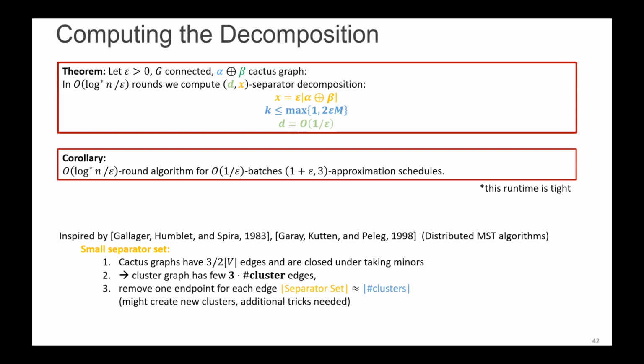Well, what we use here is that cactus graphs have only 1.5 times the number of nodes in edges. And they're actually also closed under taking minors. So if you look at the cluster graph, where you take each cluster and contract it to a single vertex, then this cluster graph will also have few edges. And then from each of these edges of the cluster graph, we will remove one of the vertices. So actually the separator set will be roughly the number of clusters that we get here. So we basically grow the clusters until we have few clusters, then we create the separator set.